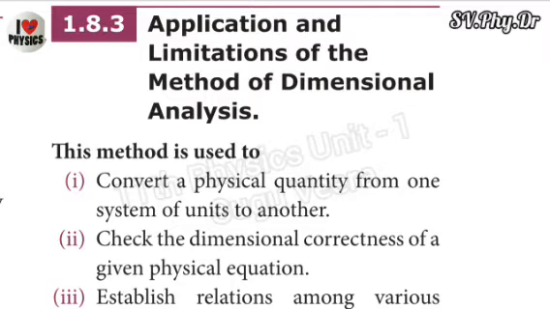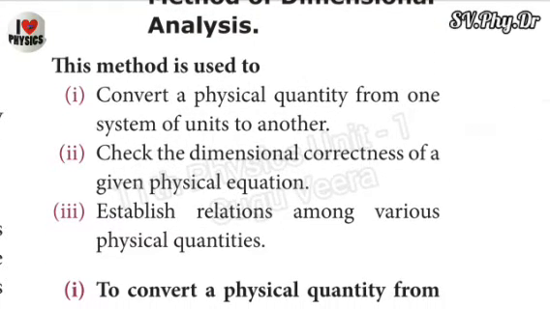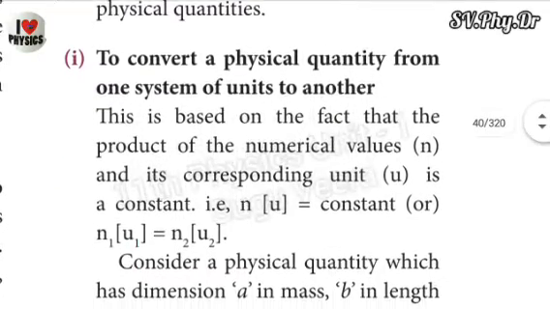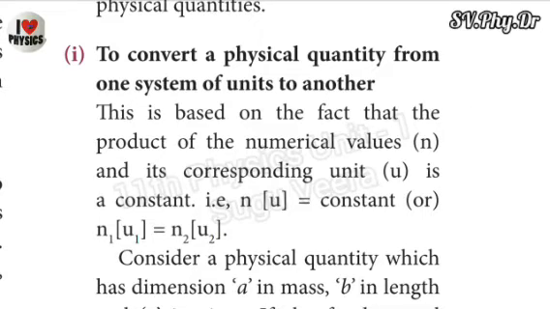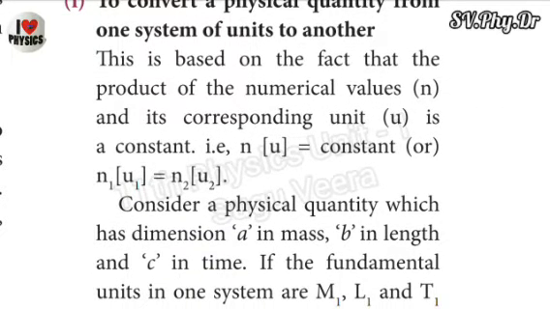Now, first one, to convert a physical quantity from one system of units to another. This is based on the fact that the product of the numerical value n and its corresponding unit u is a constant, that is, n[u] equals constant, or n1[u1] equals n2[u2].